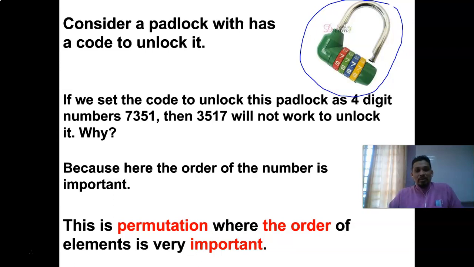So if we set the code to unlock this padlock as the 4-digit number 7351, then 3517 will not work to unlock it. Why? Because here the order of the numbers is important. So this is permutation, where the order of the elements is very important.